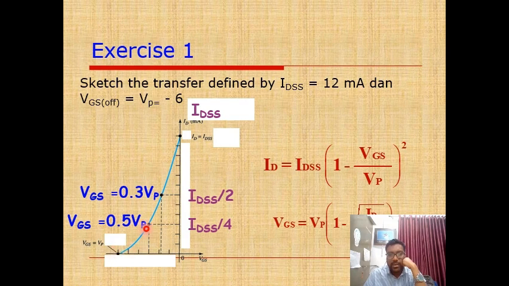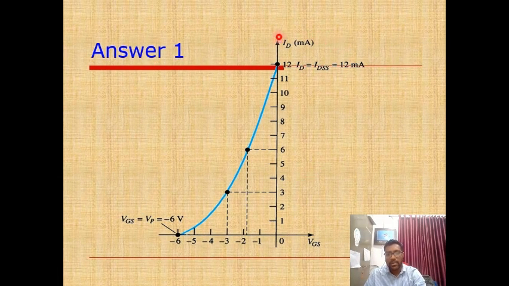Then gradually, as the voltage changes, at 0.5 of VP, means 50% of the pinch off voltage, it is achieving 25% of IDSS. At 30% of the pinch off voltage, it is achieving half of the IDSS, and at last, at the maximum point, when VGS is equal to 0, we are getting IDSS, the maximum saturation drain current. So this is the total answer of this question.